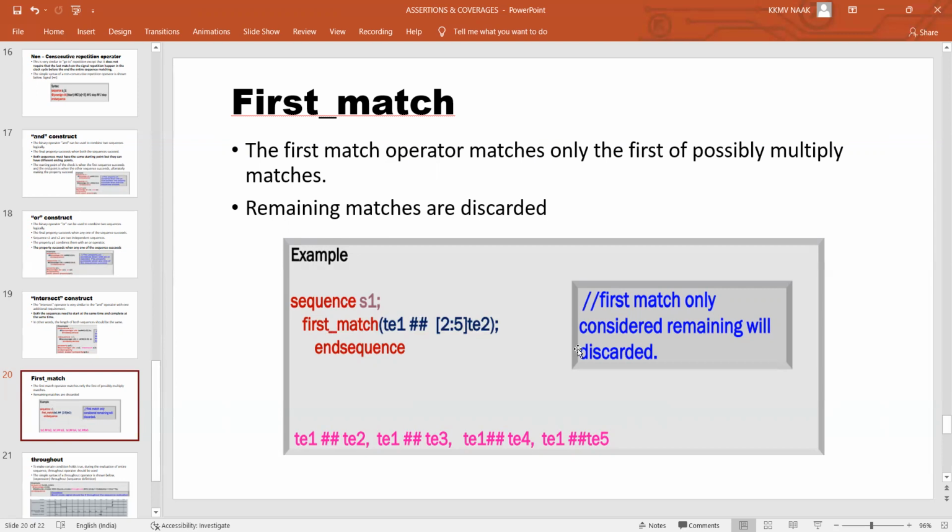Clear? Or do you have any doubt in this first match? Come on, speak up.